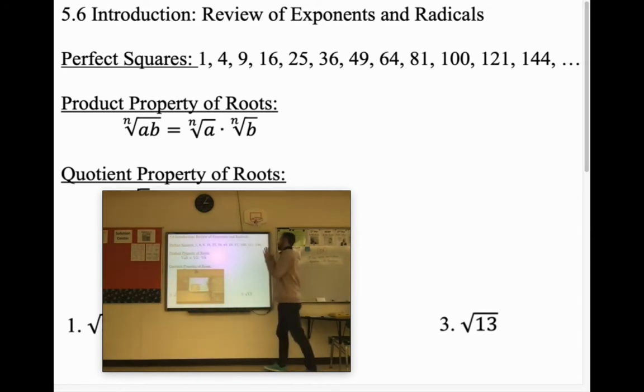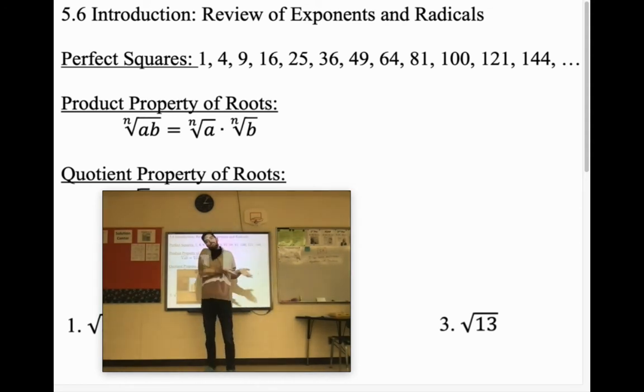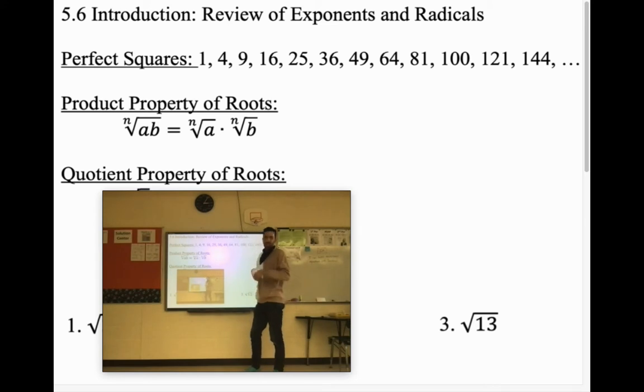We're going to review some properties of exponents, some properties of radicals, and this will lead us nicely into 5-6, where we have these rational exponents, which you'll get a little bit of a preview of today.